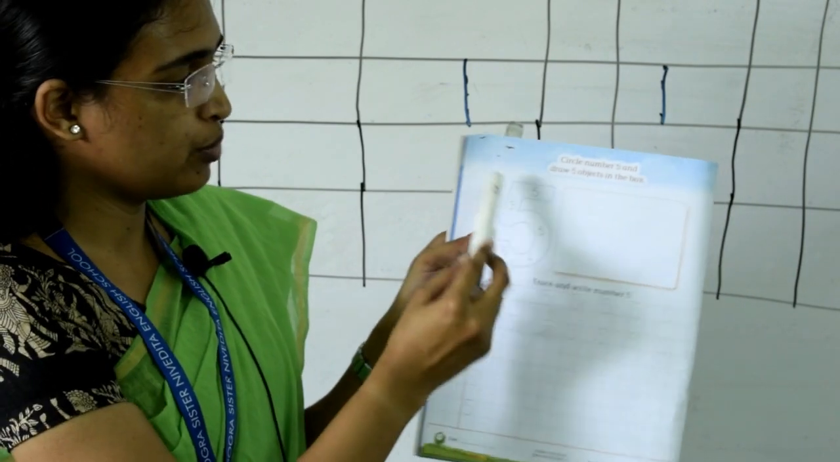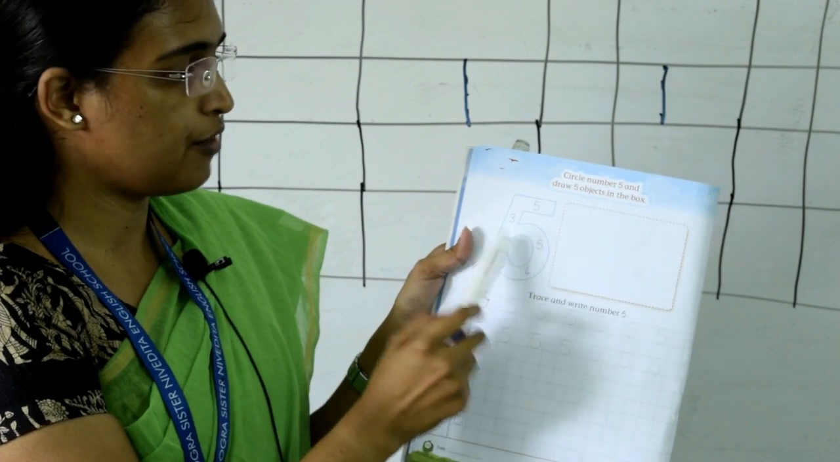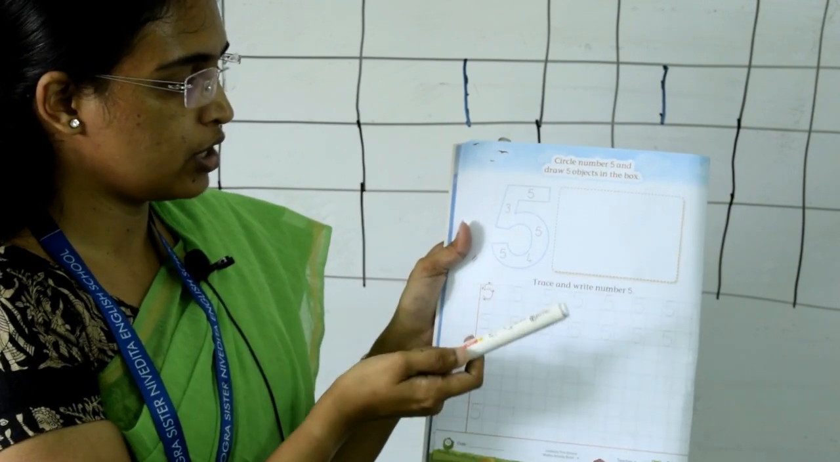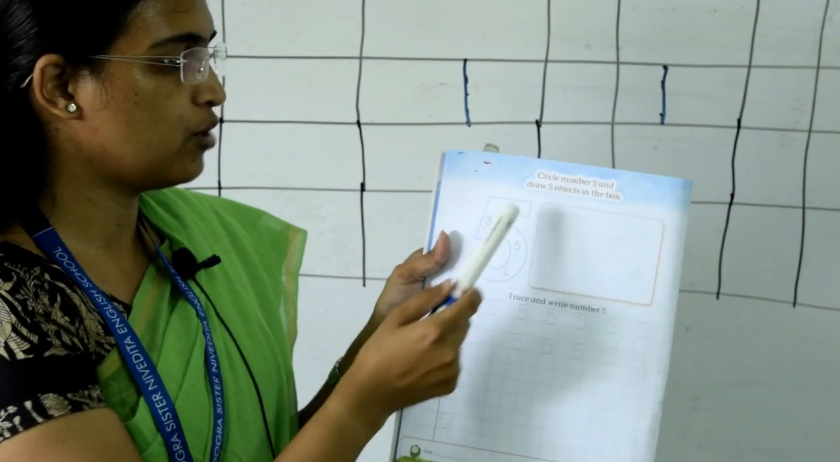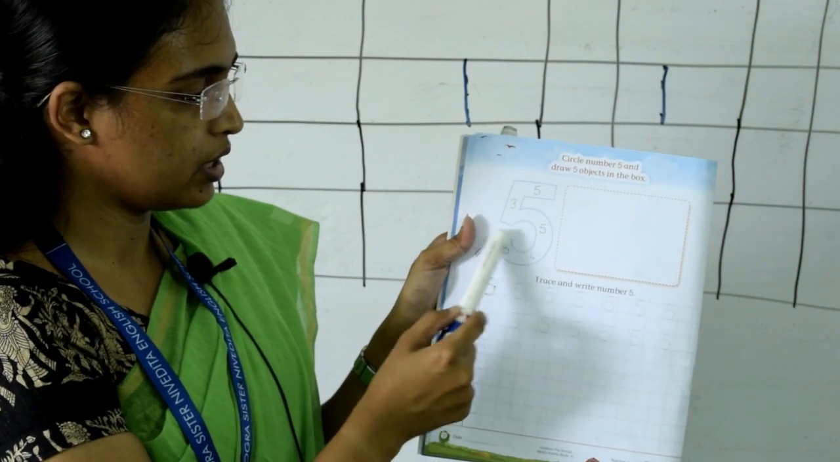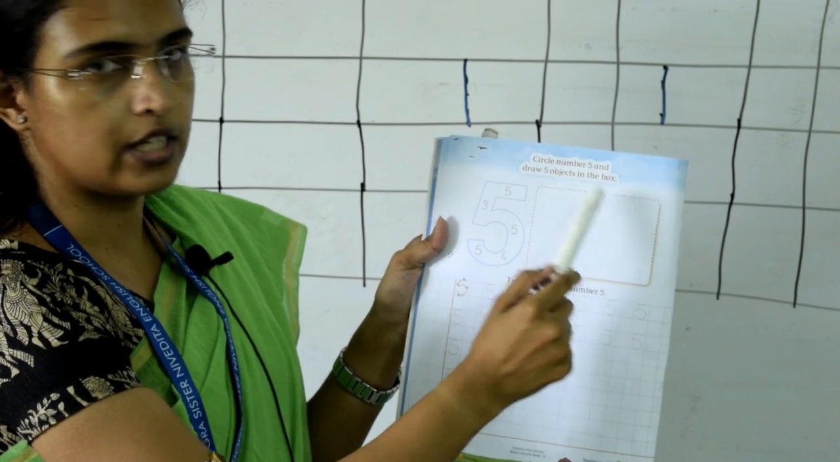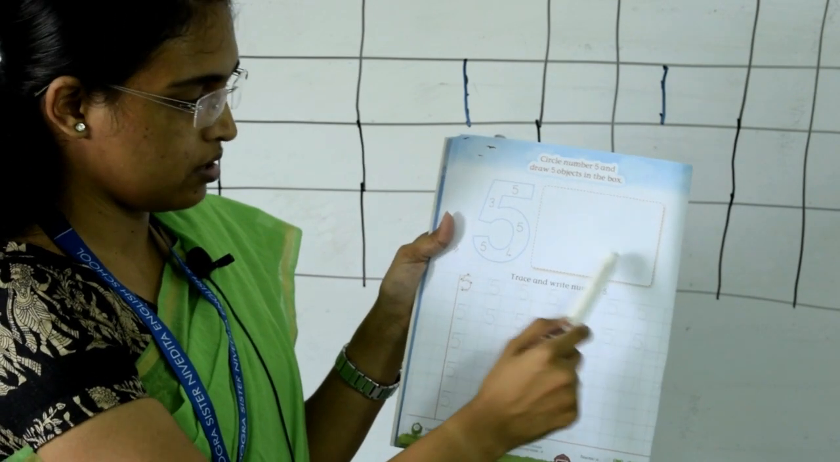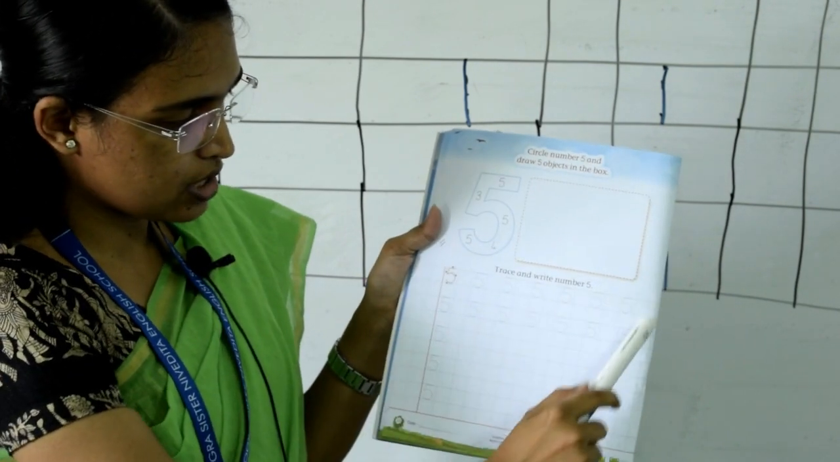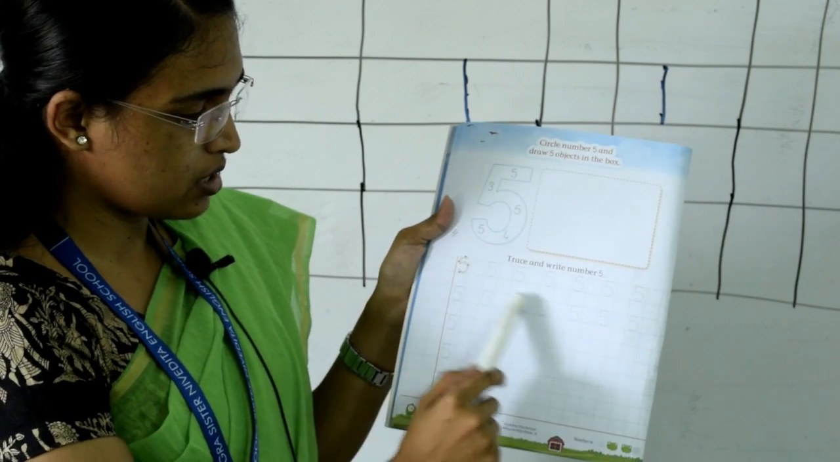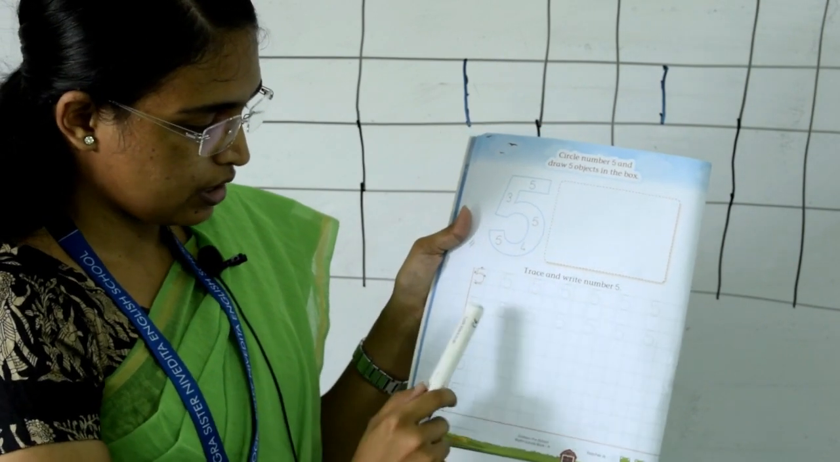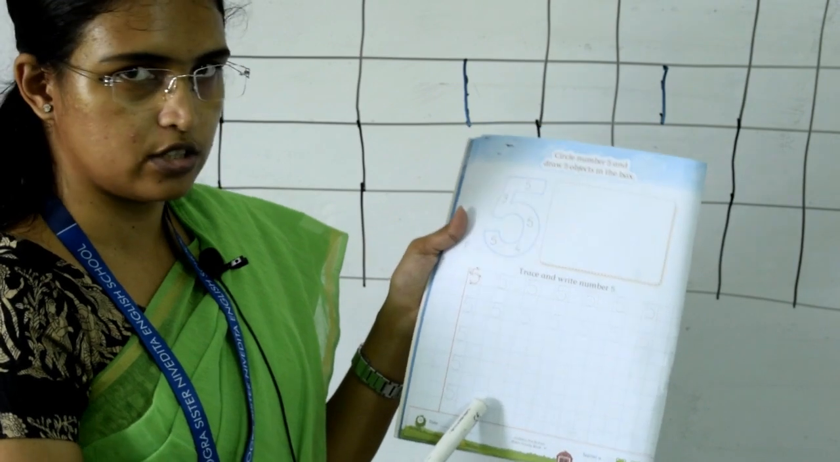So in this page, which number is this? This is number 5. Here you have to circle which number? Number 3 and 4? No, you have to circle number 5. All the number 5. Okay. Then after this, what you have to do here? Yes, you have to draw 5 objects. Then you have to trace this number 5. After that, you have to write it by yourself.